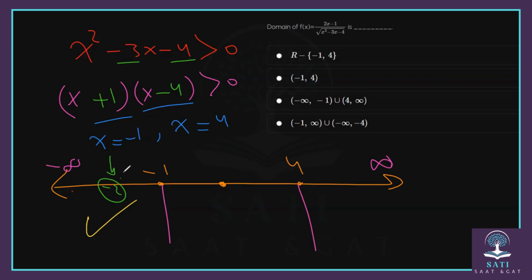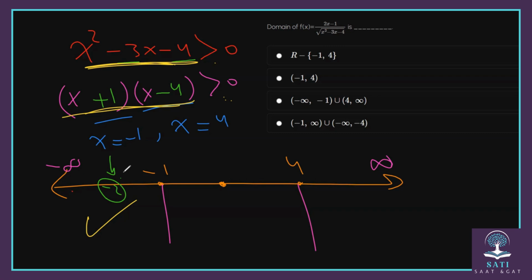Because if you substitute any number from the interval less than negative 1, you will find the expression greater than 0. That means what is inside the square root is greater than 0, so it is possible here.